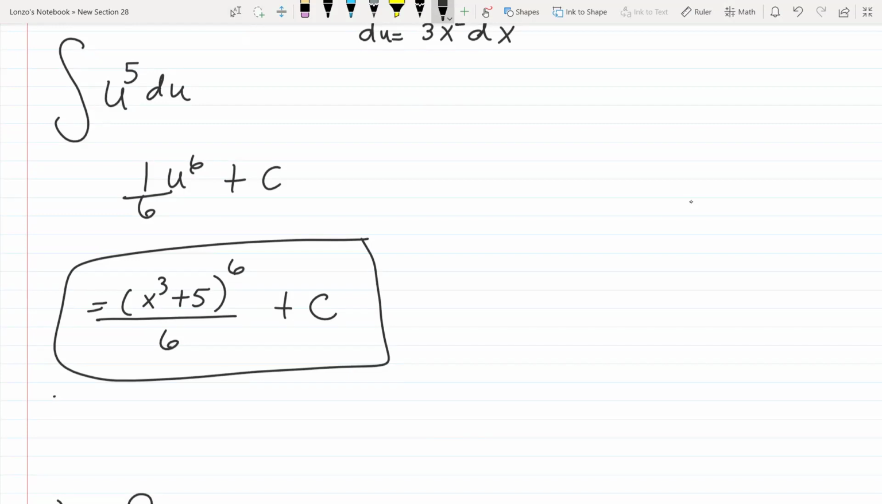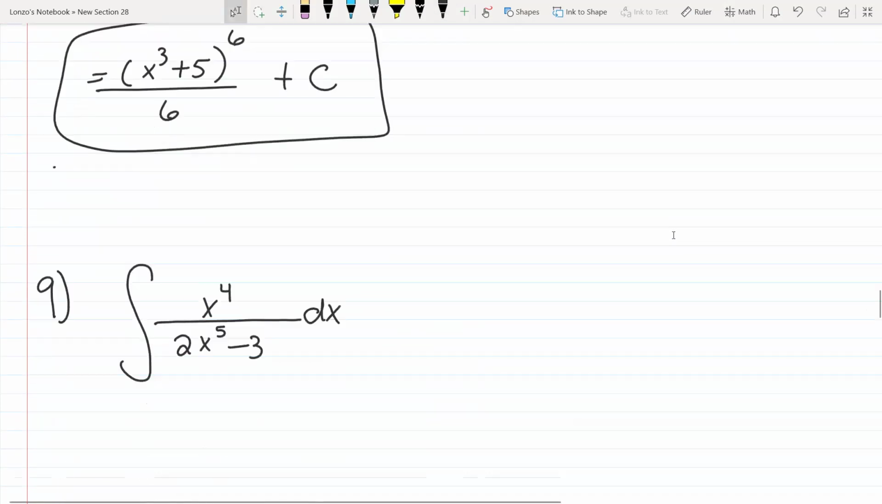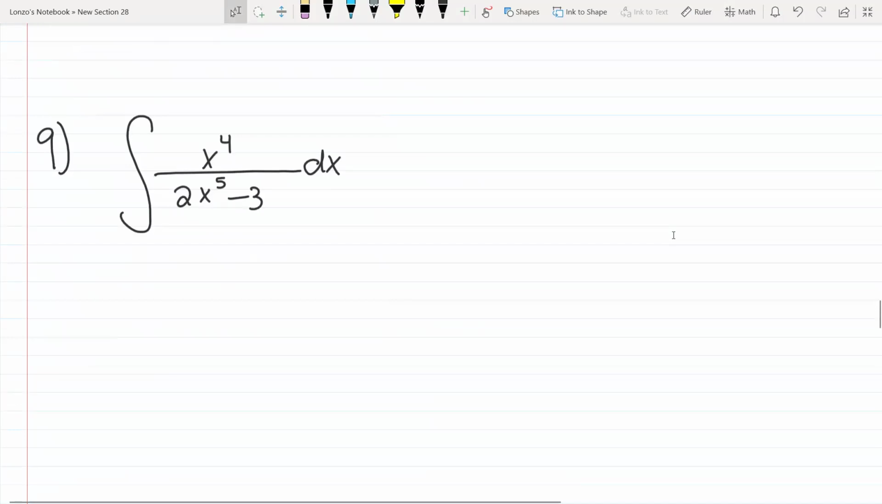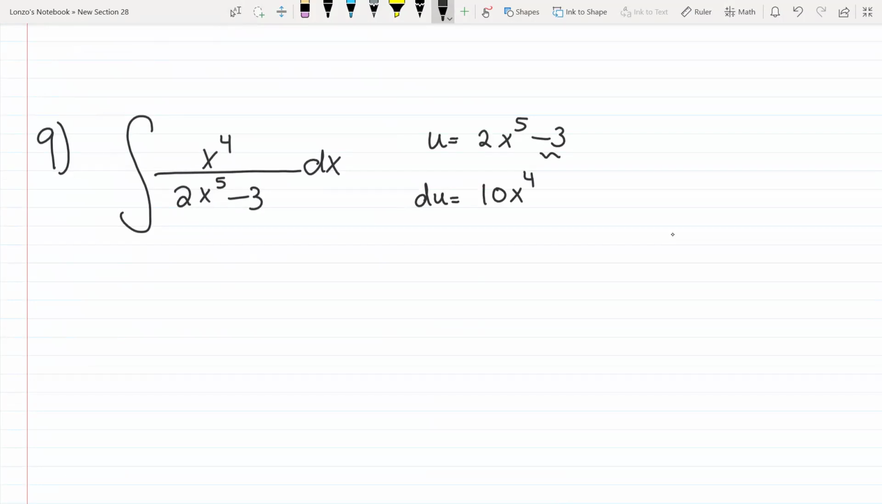The next one, number 9. We have the integration of x to the 4th all over 2x to the 5th minus 3. So what should I use? I'm definitely going to use u substitution, and I'm going to use my u as 2x to the fifth minus 3. du would be the derivative of 2x to the fifth, that would be 10x to the fourth, and then the derivative of negative 3 is 0, and then you have a dx.